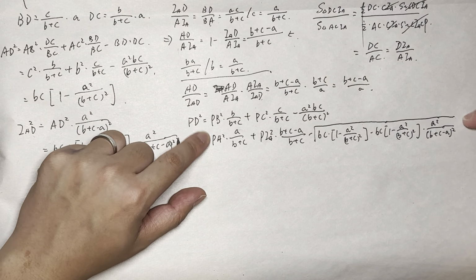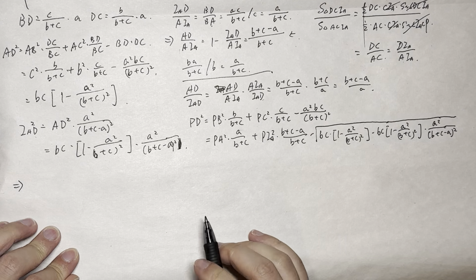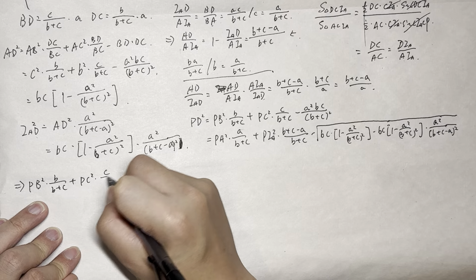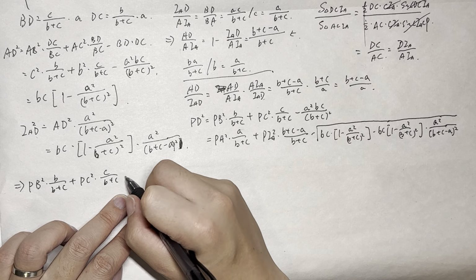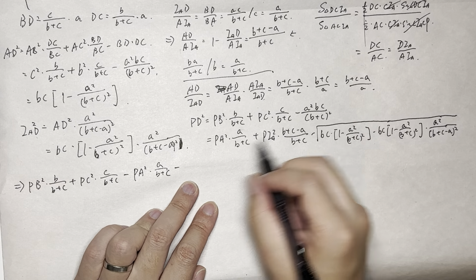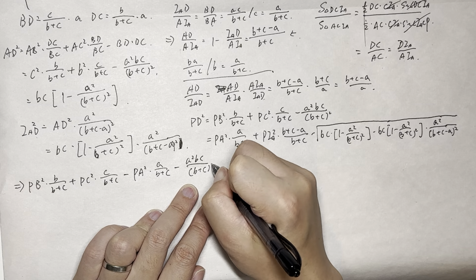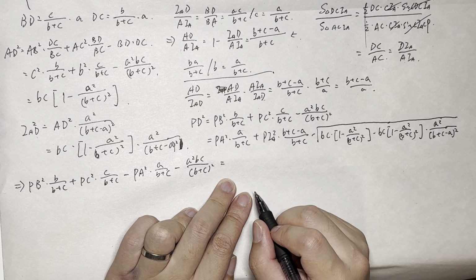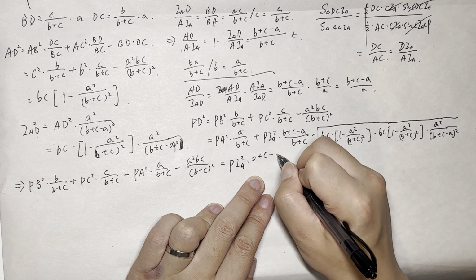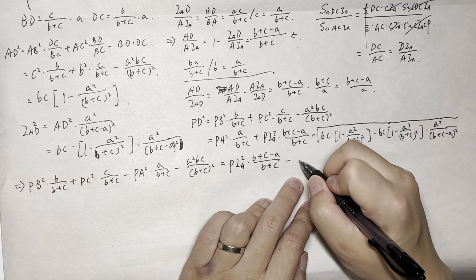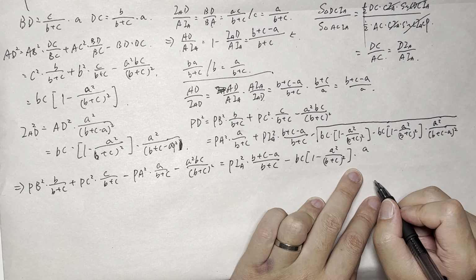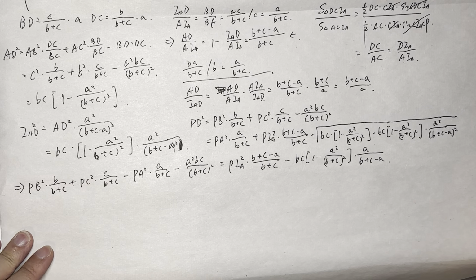Right, so we have these two equations, which means we can get PB square times B to B plus C plus PC square times C to B plus C minus PA square times A to B plus C minus A square BC to B plus C square equals PIA square times B plus C minus A to B plus C minus BC 1 minus A square to B plus C square times A to B plus C minus A, right?